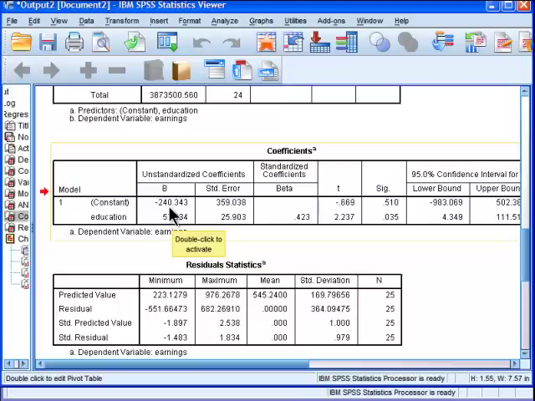Now, here we have the intercept, and SPSS, for whatever reason, calls it the constant. And the constant, or the intercept, is the value of y, so the value of weekly earnings, when x is 0. And I especially like this example for linear regression because this is obviously a nonsensical value. This suggests that if you have zero education, you would earn negative $240 a week.